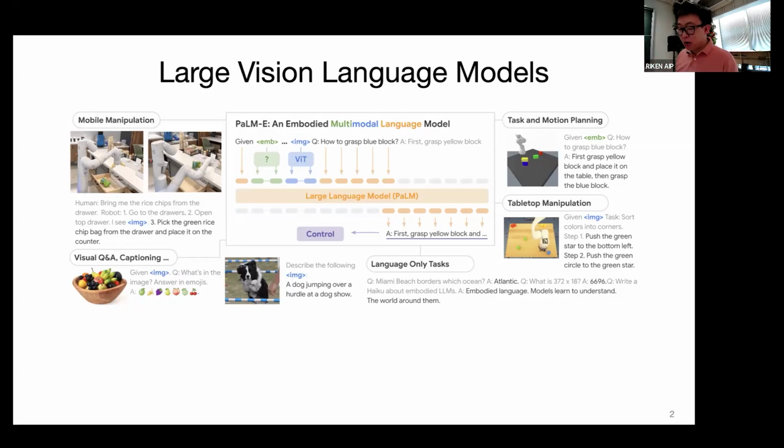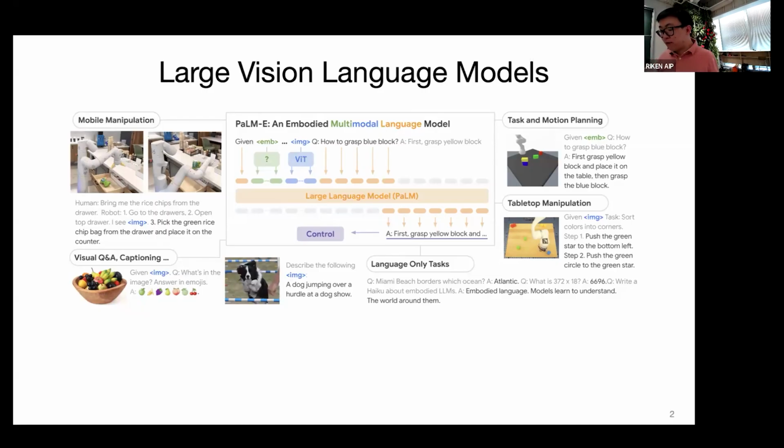And so you can do some mobile manipulation if you have a robot, and you can let the robot generate some actions and do manipulation. You can also do visual question answering, captioning, or other kinds of computation tasks. You can also do language-only tasks, just asking the large language models to answer some questions. And also you can do task and motion planning or tabletop manipulation.